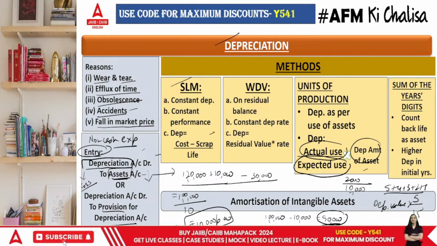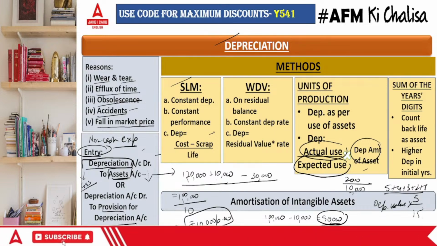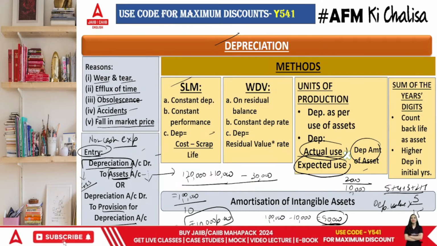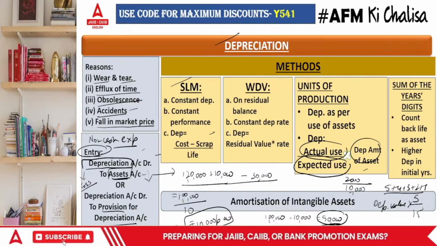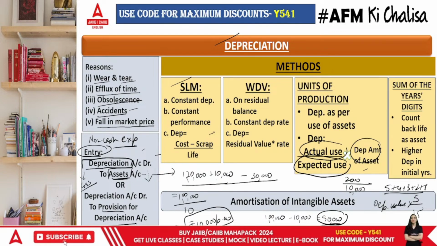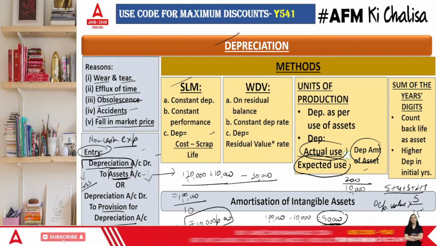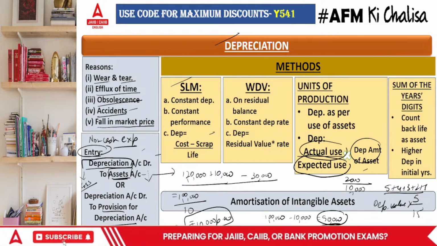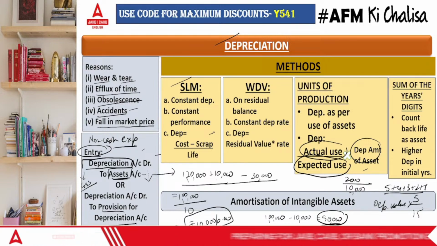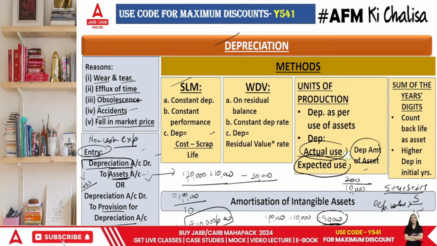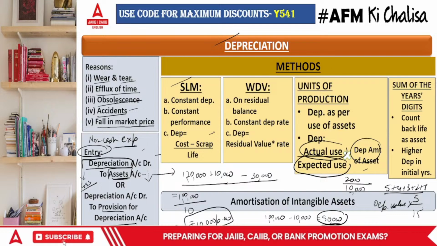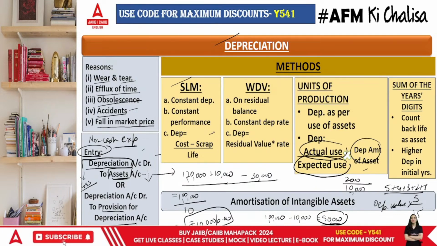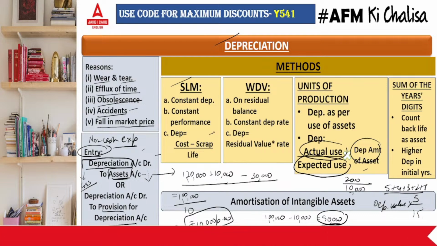Last is called intangible assets, the assets which are amortized. Amortized means all the intangible assets normally amortize. They do not depreciate, rather they amortize. So amortization is for intangibles, and for tangibles we have depreciation.